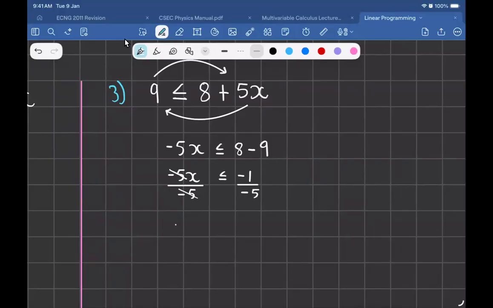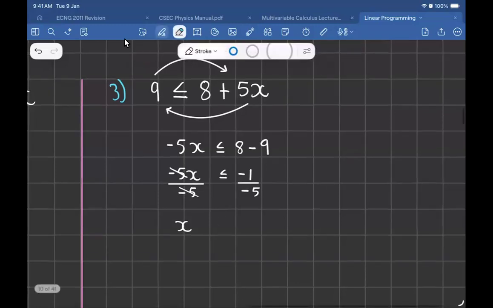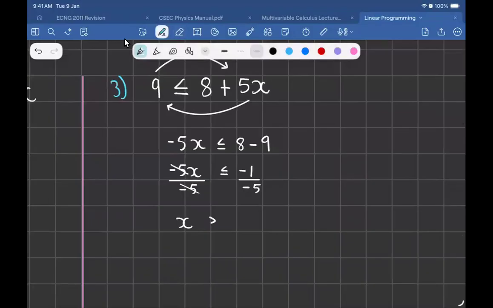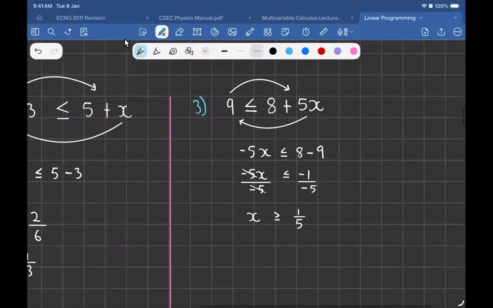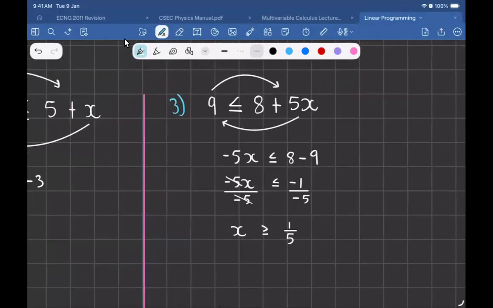Oh, the sign flips. You remember. Thank you. So what's the sign going to become? More than or equal to. What's minus 1 divided by negative 5? What's negative divided by negative? Positive 0.2. I'll leave it as a fraction: one over five. One fifth, one fifth.